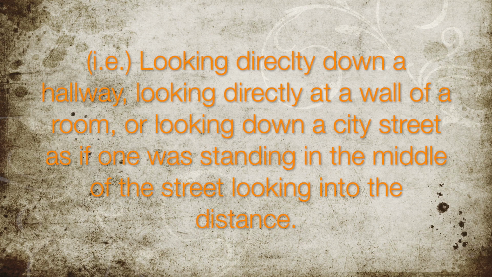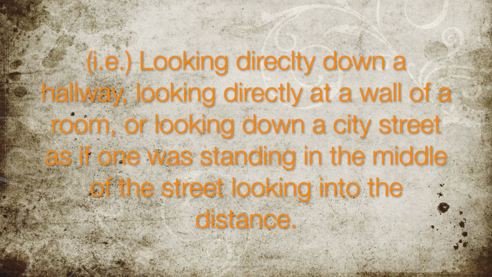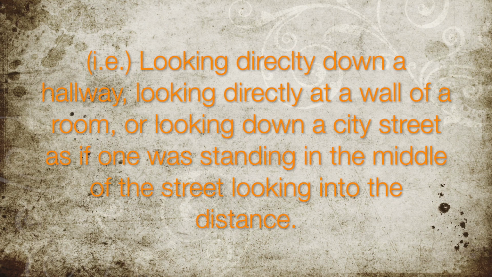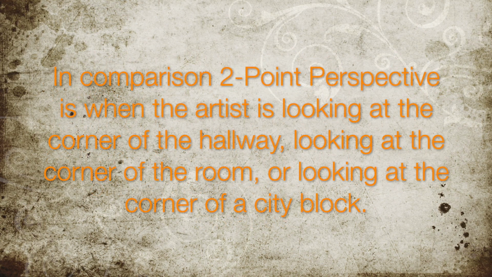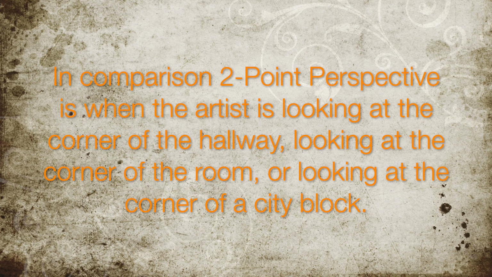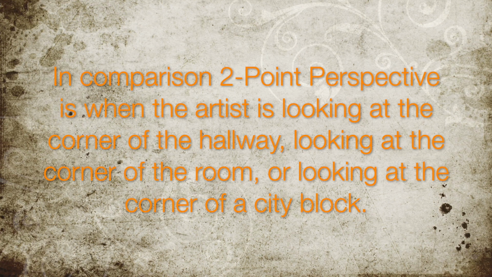An example: looking directly down a hallway, looking directly at a wall of a room, or looking down a city street as if one was standing in the middle of the street looking into the distance. In comparison, which will be the next video, is two-point perspective. That's when we're looking at the corner of the object, corner of the room, corner of the hallway, or you're at the corner of the city block.